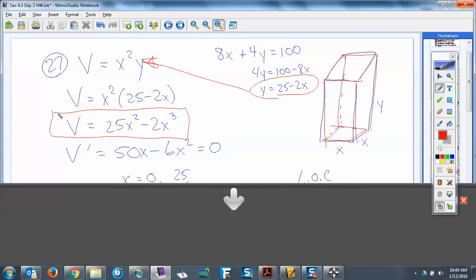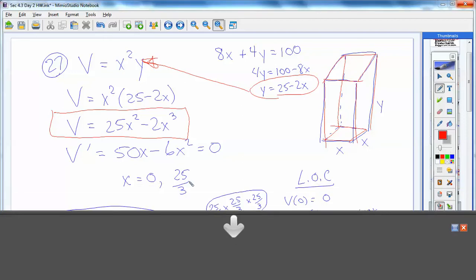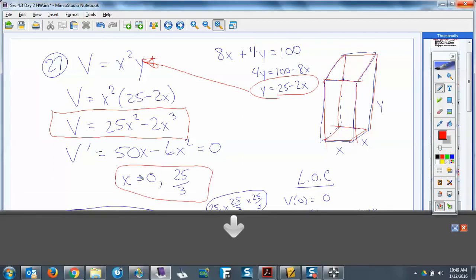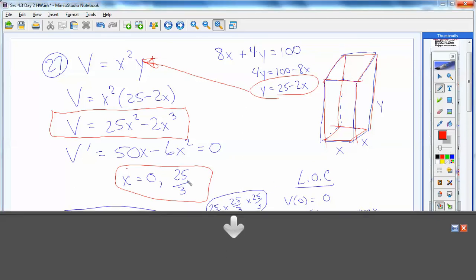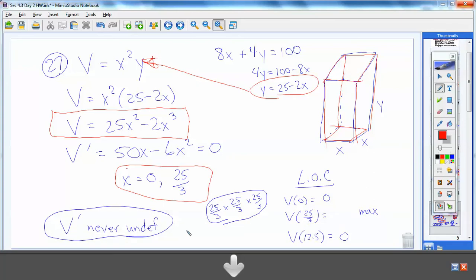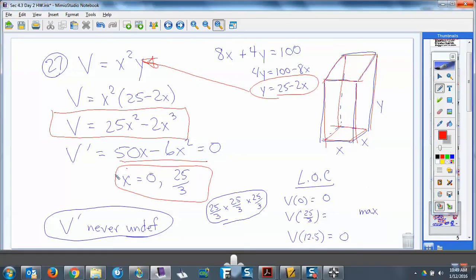So now we're down to the red line. There's step 3. We identified we're trying to find max volume. We got this, so we do the derivative. We set it equal to 0. I get those two numbers there. We can probably throw out 0. It's going to be one of our endpoints probably. Obviously, we wouldn't have any volume if X is 0. 25 thirds is the other one. V prime is never undefined because it's just a simple polynomial.